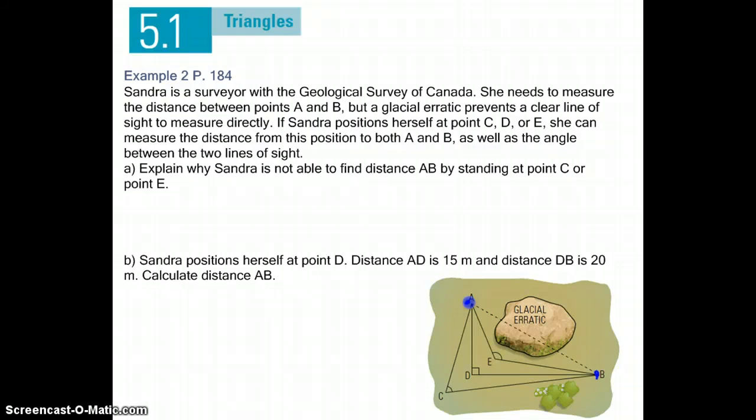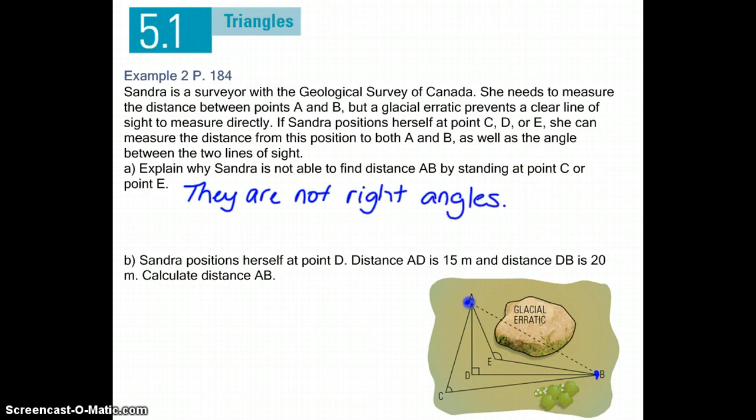It's in the way, and she positions herself at points C, D, and E so that she can see both of these 2 points. Why is she not able to find the distance of AB by standing at point C or point E? Because they're not right angles, so why does that matter? Okay, so we need to know that because otherwise we wouldn't have enough information. So we would need to use the one there that has a right angle.